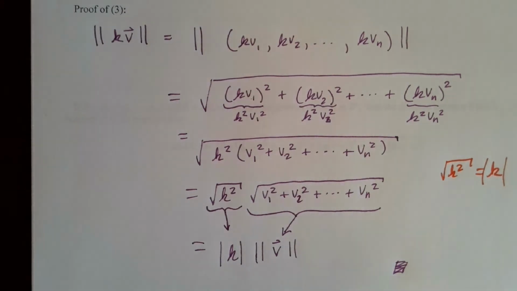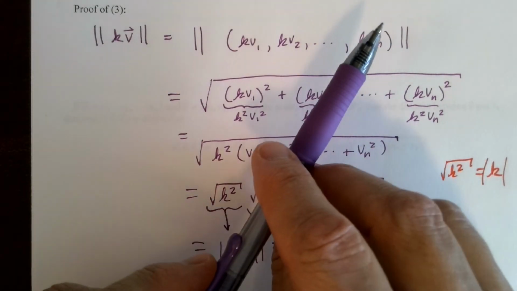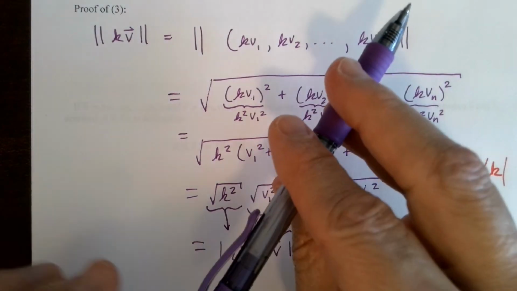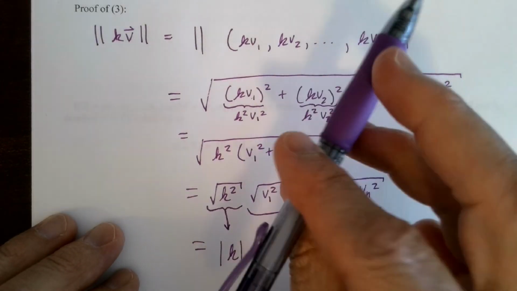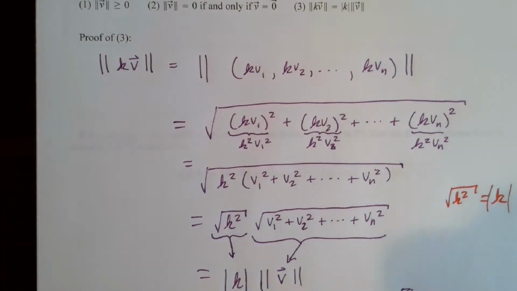And basically the idea is, if I have k times v, if k is positive or negative, what's that doing? It's just changing the direction. The length is still the same. So there are actually two k values we can have where the norm is equal to a fixed number. So there'll be some homework problems where you will look at that.